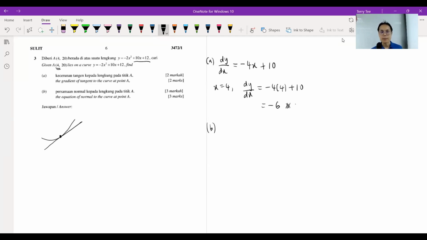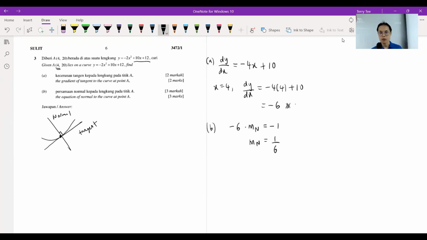Okay, to find persamaan normal, equation of normal pada lengkung pada titik A, remember, the line that touches a curve at one point is a tangent. The line that is perpendicular to the curve at the same point here is your normal. Before you find the equation of normal, let's find out the gradient of normal. Because they're perpendicular, we know gradient of tangent, which is your dy/dx here, -6, multiplied with the gradient of normal must equal -1, because they are perpendicular. So my gradient of normal is now positive 1/6.